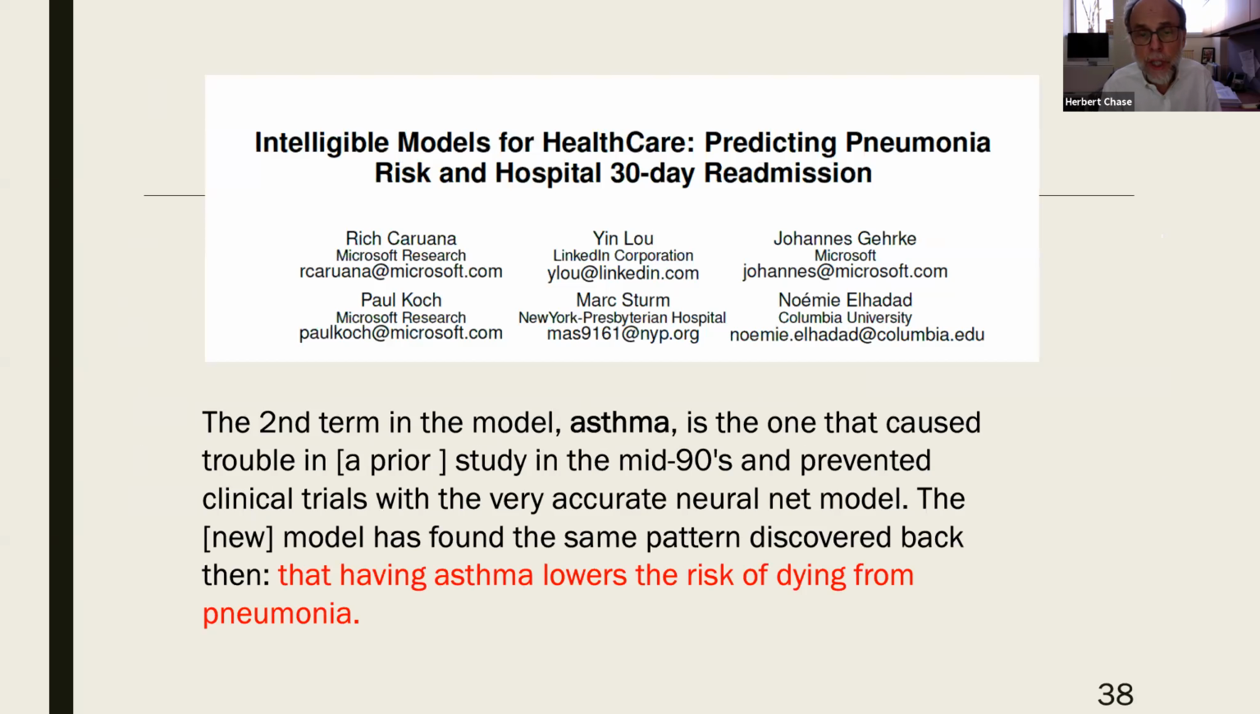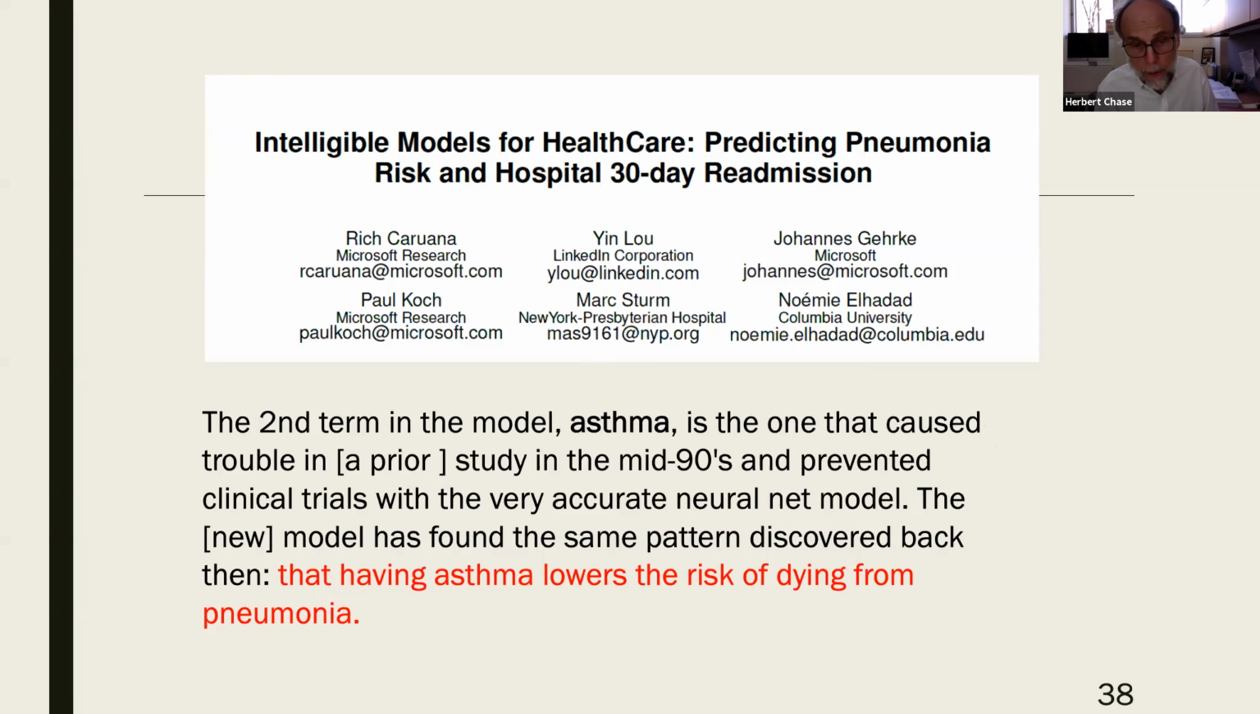This was a recent study by, and you can see what the collaborations are here, Rich Caruana at Microsoft, Noemie here in our department, Mark Strom here at NYP. They basically tried to build a predictive model for dying from pneumonia. And the machine concluded that the model found a similar pattern as previously, that having asthma lowers the risk of dying from pneumonia. Now, we know that's not true. People who have asthma are at higher risk of a fatal encounter with pneumonia. And the machine said the opposite.